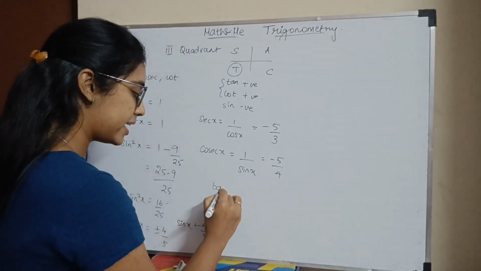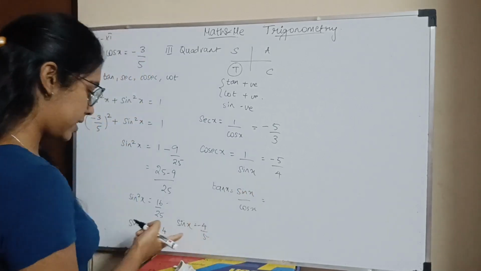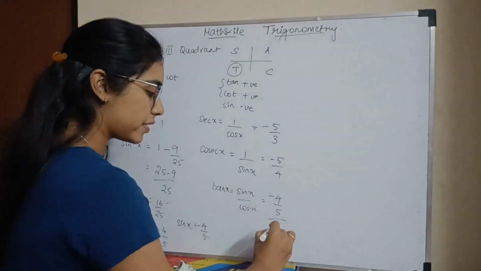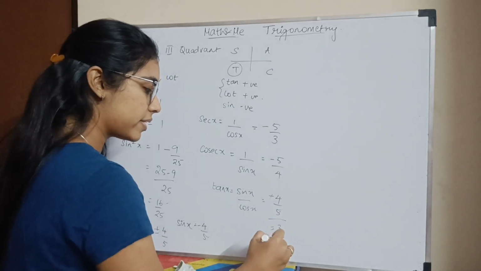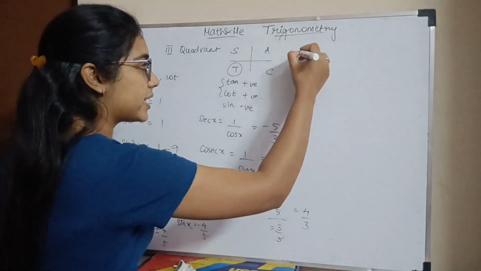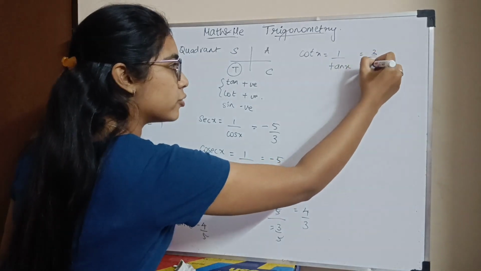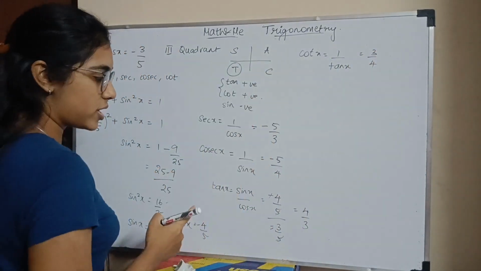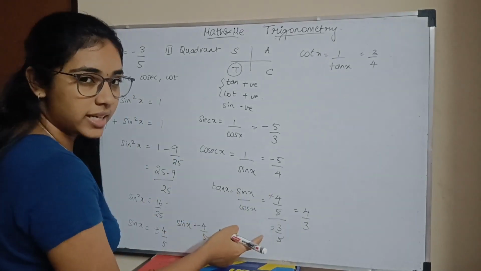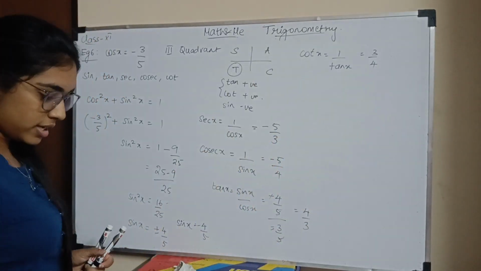Then tan. Tan x is nothing but sin x by cos x. What is sin x? It is minus 4 by 5 divided by cos x, which is minus 3 by 5. So minus and minus will get cancelled, 5 and 5 will get cancelled, so I am left with 4 divided by 3. So this is my tan x. Next, cot x will be the reciprocal of tan, so it will be 1 by tan x, which is 3 by 4. You see that tan and cot are positive, whereas sin and cos both are negative. When both are negative, the negative signs get cancelled, so you will be left with a positive value. So tan x is 4 by 3, cot x is 3 by 4. So these are your final answers.